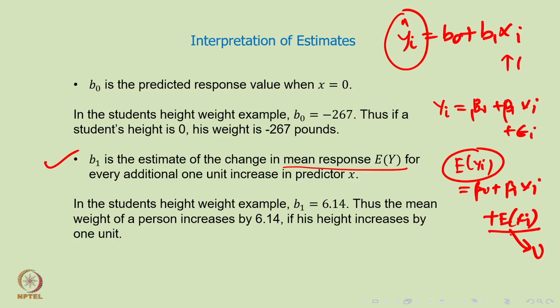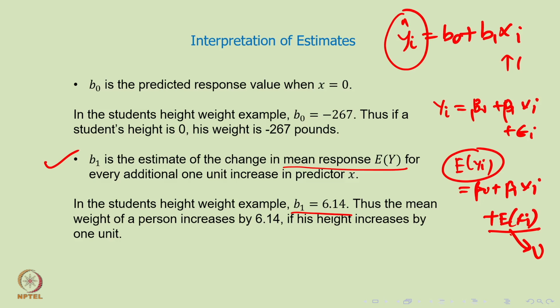Just to summarize that: for every unit increase or change in the predictor x, how much change would you see in the predicted y, or the mean response, which is the expectation of y. So again, if you go back to the heights versus weight example, if you remember B1 was 6.14, this means that if you increase the height of a person by 6.14, then the weight of a person increases by 6.1.